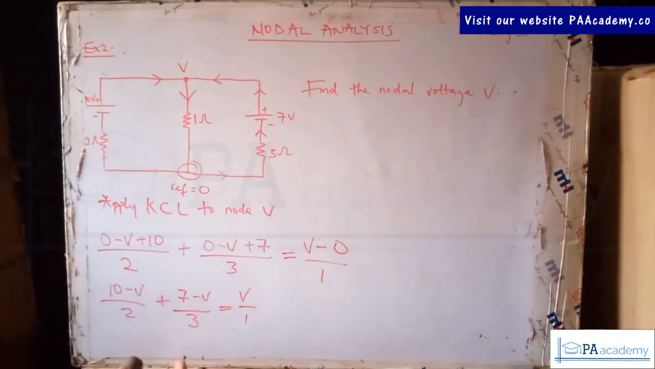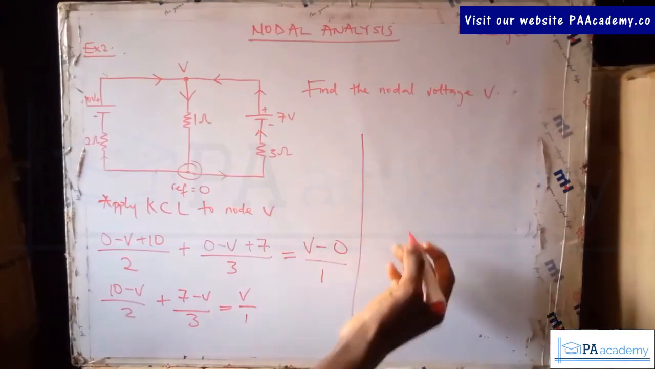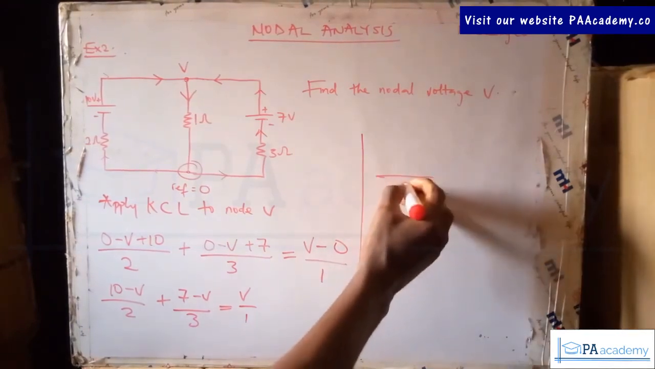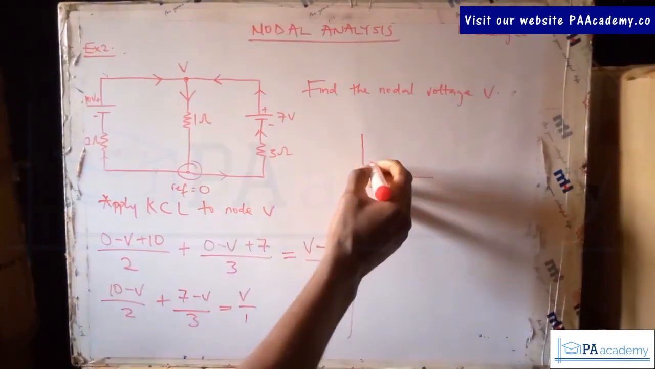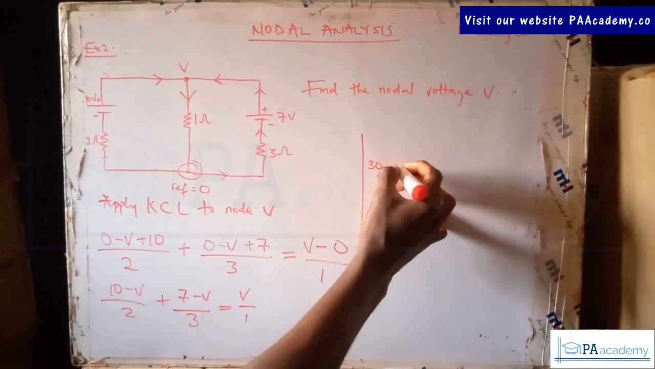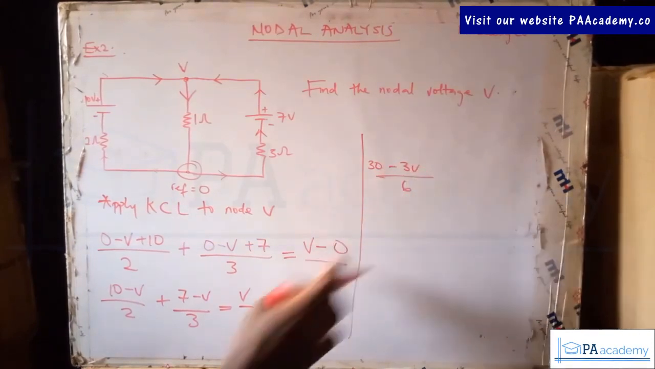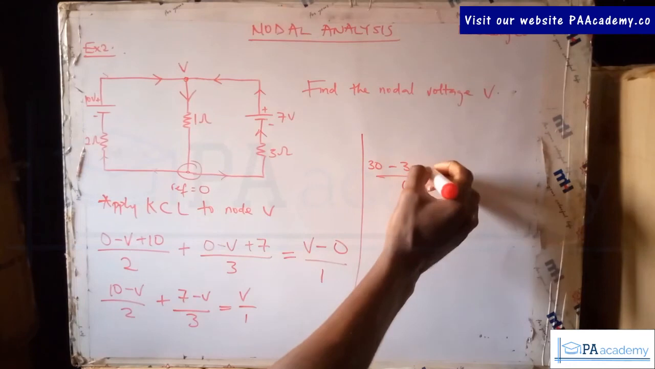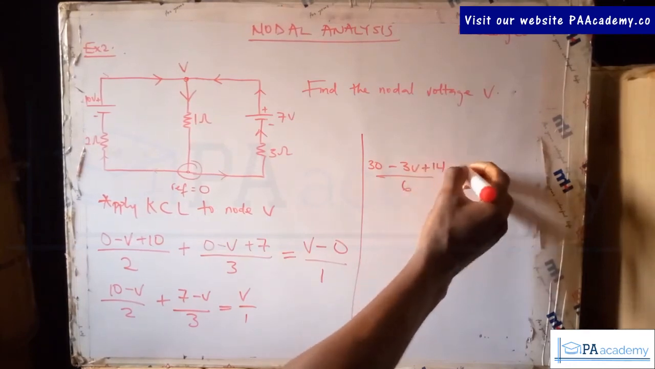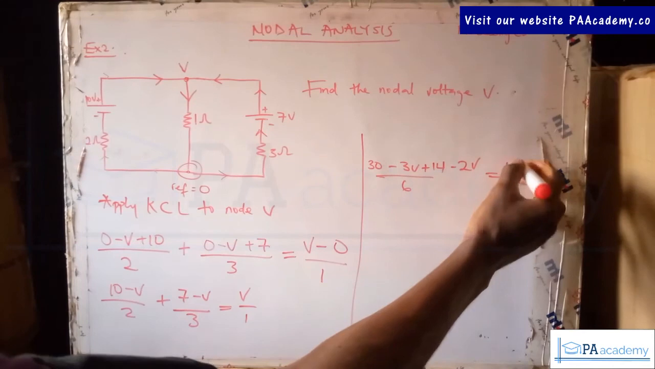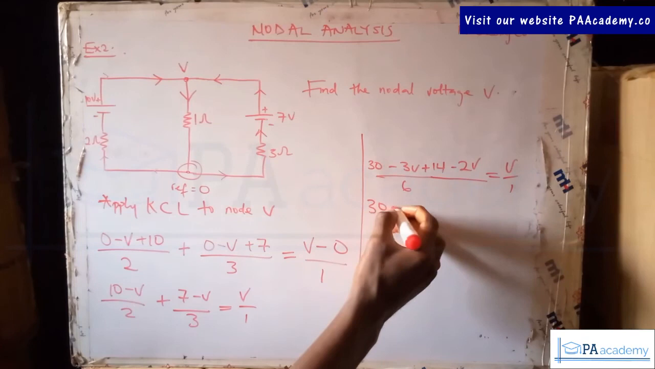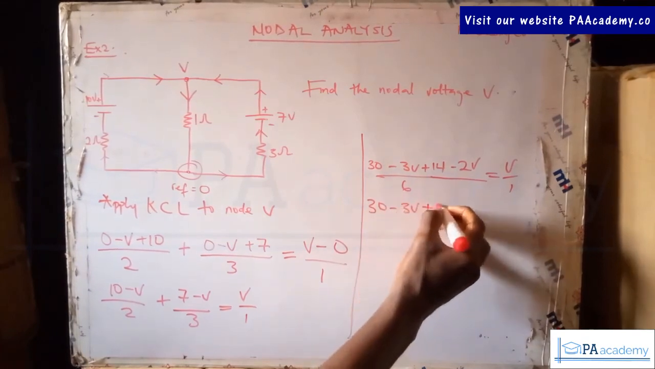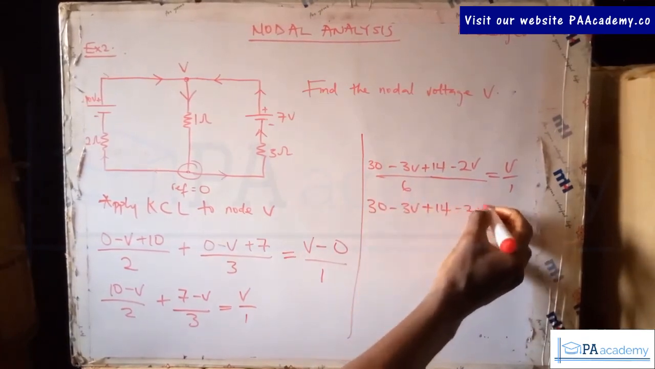Alright, so at this point now, what we just do is basic math here. So the LCM here is 6. Then 6 divided by 2, that's 3. 3 times 10, that will be 30 minus 3V. And then 6 divided by 3, that's 2. 7 times 2, 14. That will be plus 14 minus 2V equals to V over 1. So once we cross multiply there, we are going to be having 30 minus 3V plus 14 minus 2V equals to 6V.